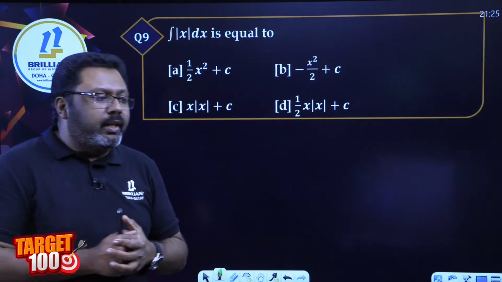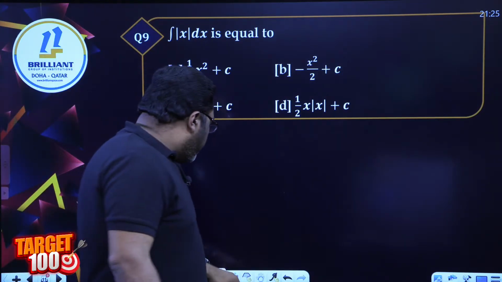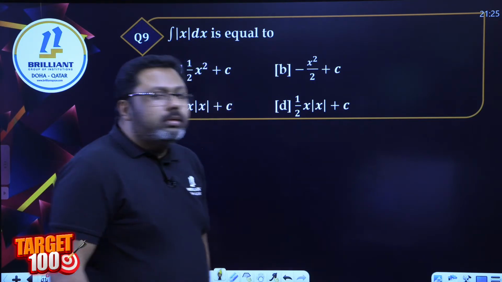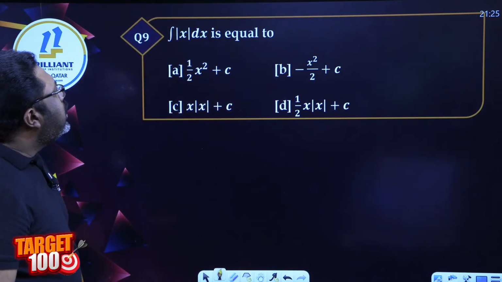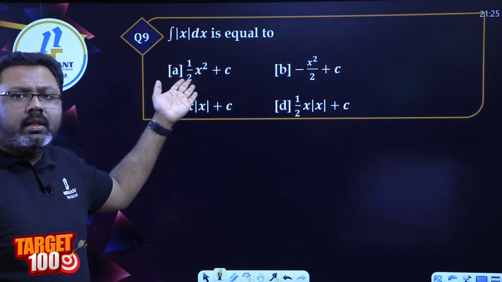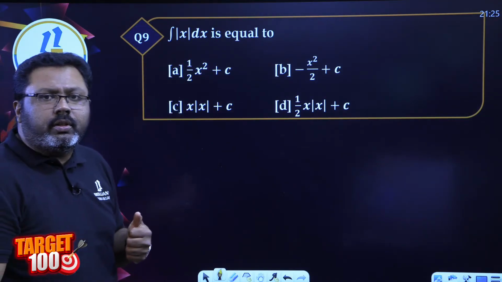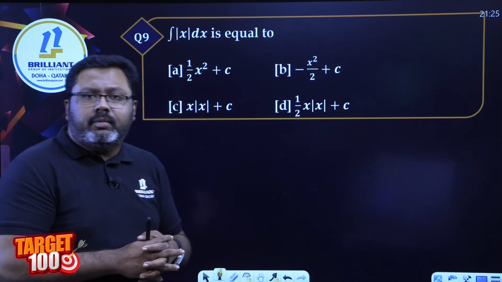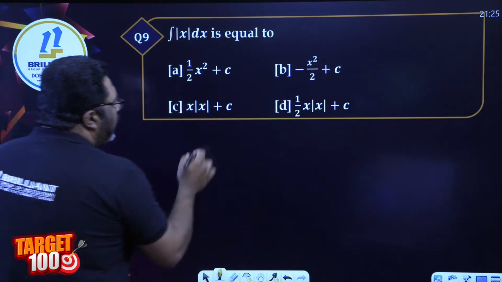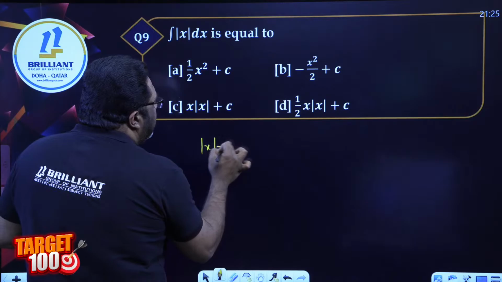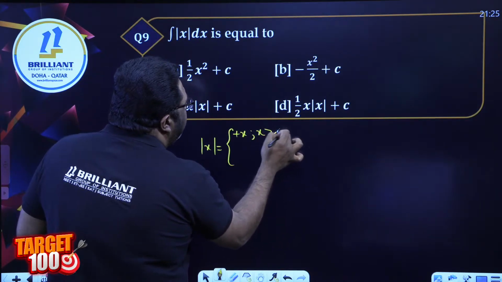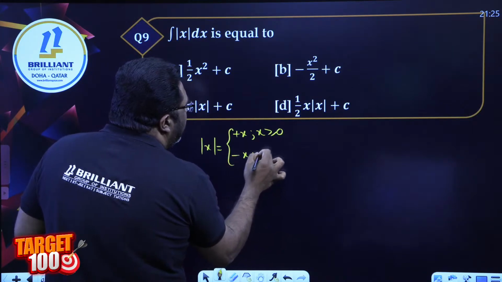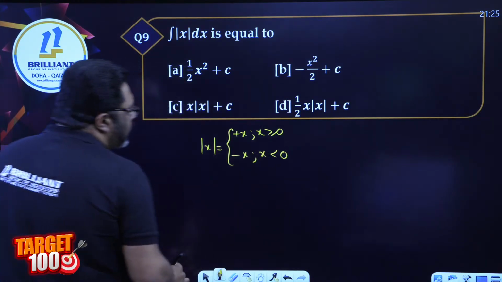Integrate mod x dx. Normally, if it was a definite integral question, you would have practiced this in regular classes. How to integrate a modulus function? You will split them as positive and negative. Here also, let's split it. Modulus of x can be split as positive x for all values of x greater than or equal to 0 and negative x for all values of x less than 0.